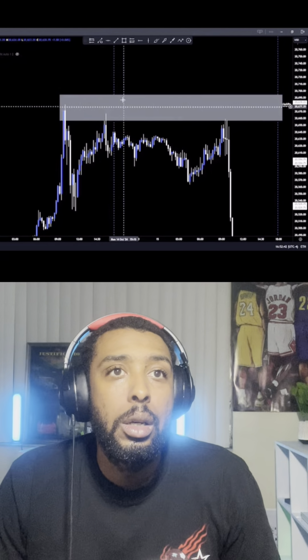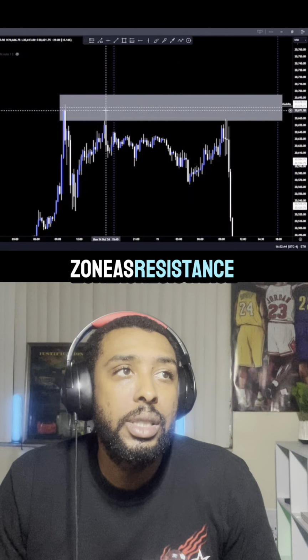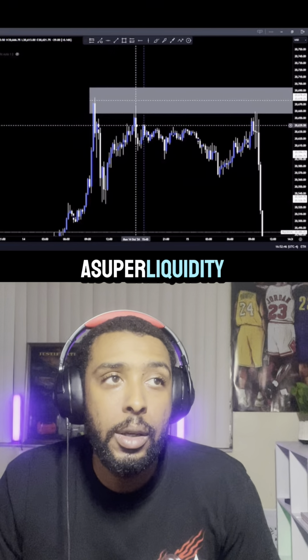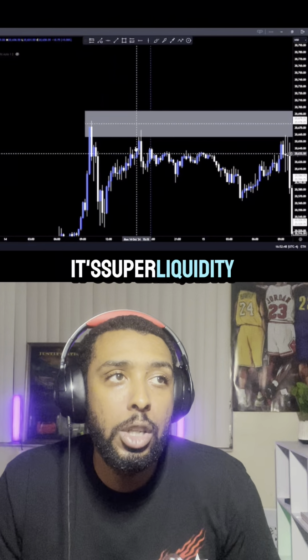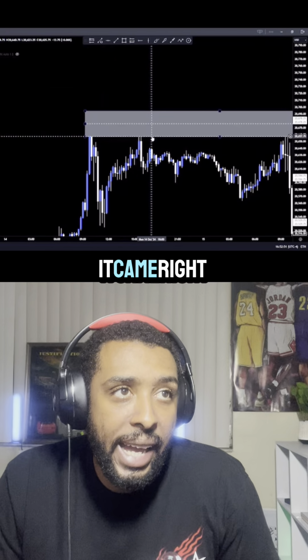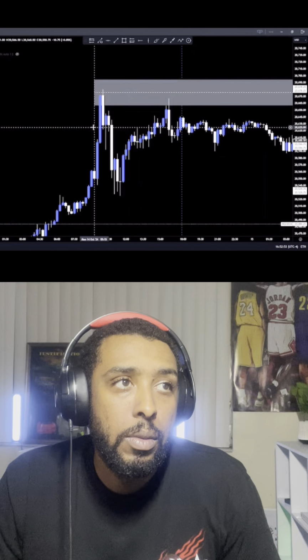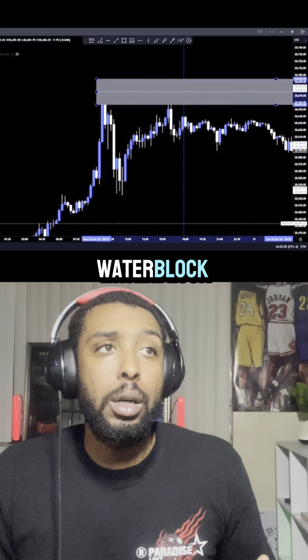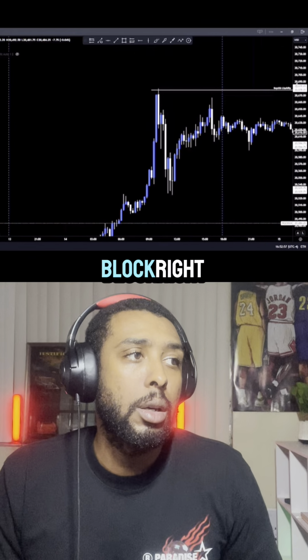Right? So I see this zone as resistance, and this is a super liquidity. Look what's happened. It's super liquidity and it came down, and then it came right back into this zone. So it looks like it's an order block. So let's draw this order block.